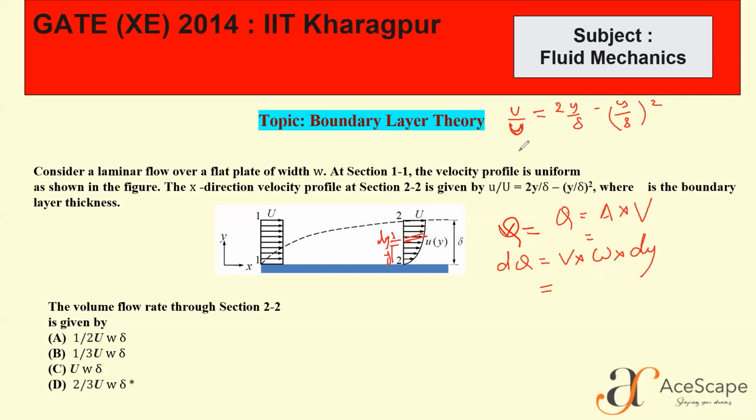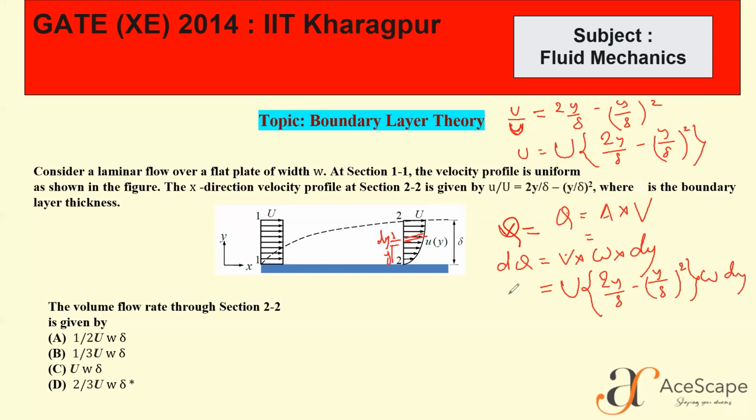So the value of u is capital U into twice y by del minus (y by del) whole square. And this is the width and this is our dy. So it gives us the equation of the volume flow rate, basically the differential volume flow rate, right?